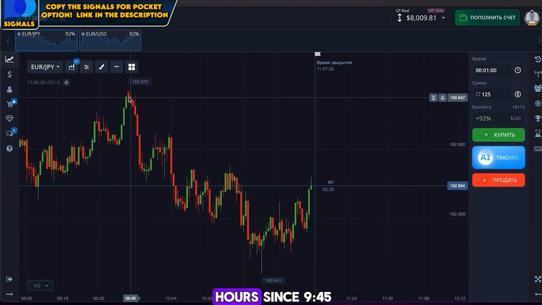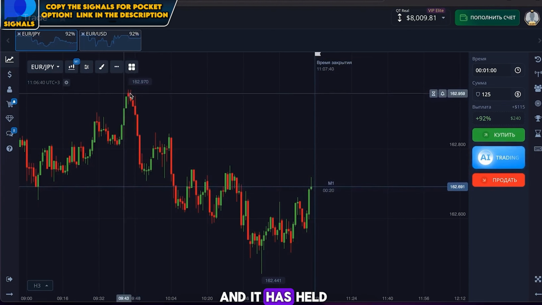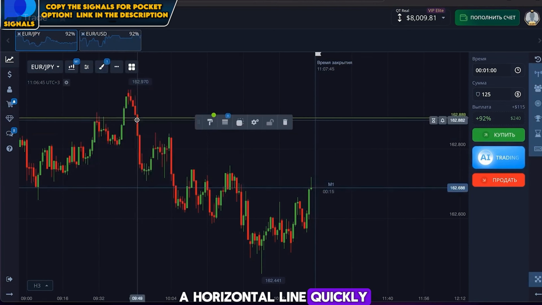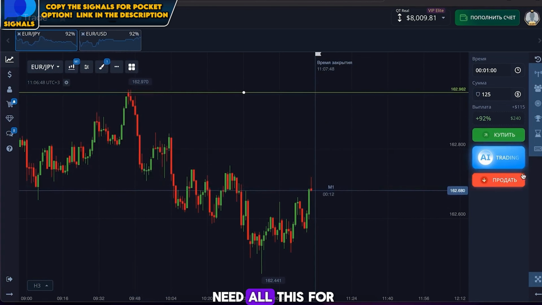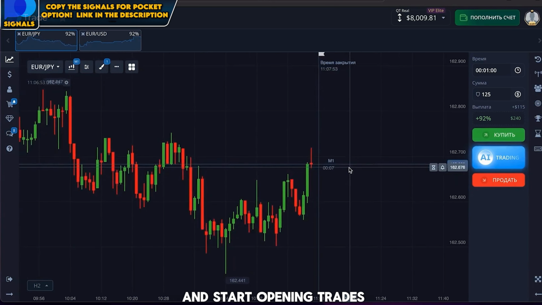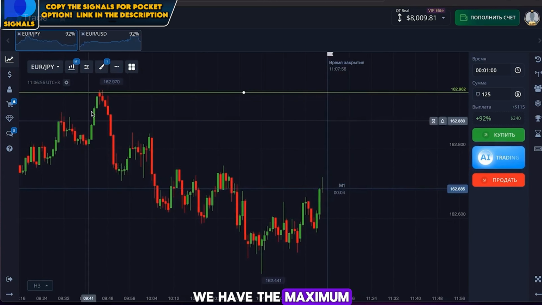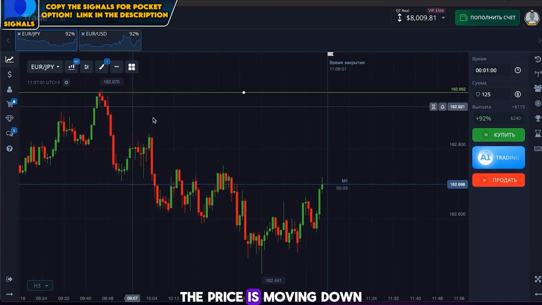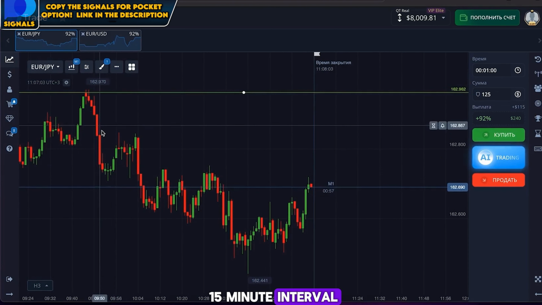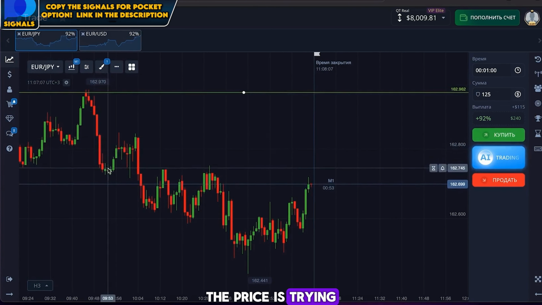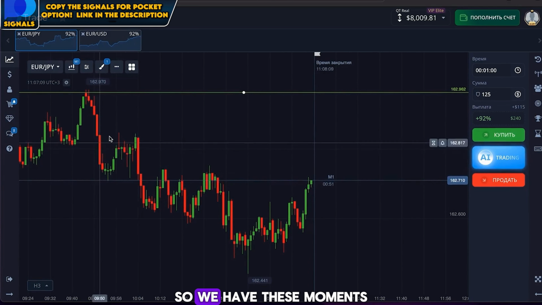Here we see the following picture. Since 9:45, the candle has stopped and it has held its maximum here. Let me draw a horizontal line quickly like this. What do we actually need all this for? So that we can bounce off the 15-minute interval now in one direction and start opening trades. The price is moving down on the 15-minute interval, and we can see that the price is trying to compensate for itself.